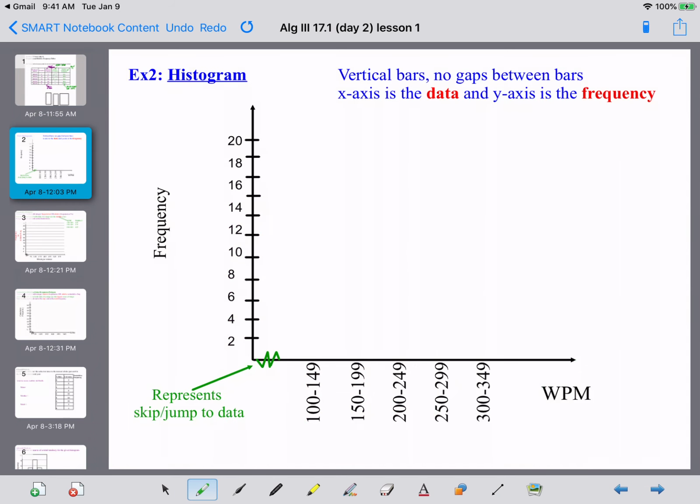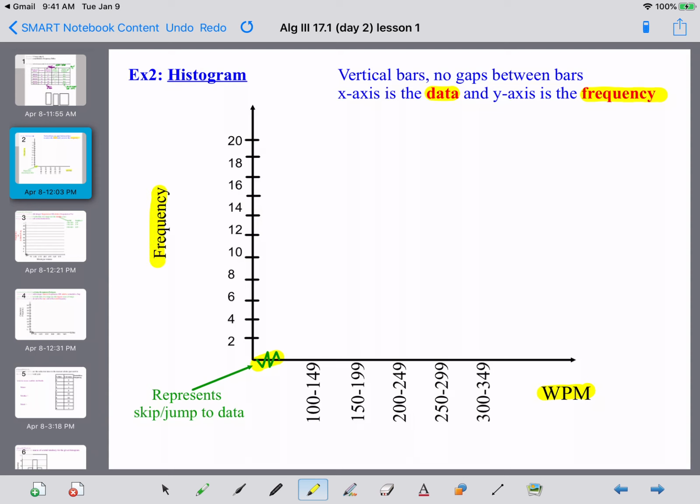Next, we're going to organize that information into what we call a histogram. And a histogram has vertical bars showing the frequency. There's no gaps between the bars. The x-axis is always where you put your data, and then the y-axis is always going to be frequency. So for this set of data, on our x-axis, we have words per minute. And notice I have each of those ranges down here. So that's listed there. And then the y-axis is frequency.